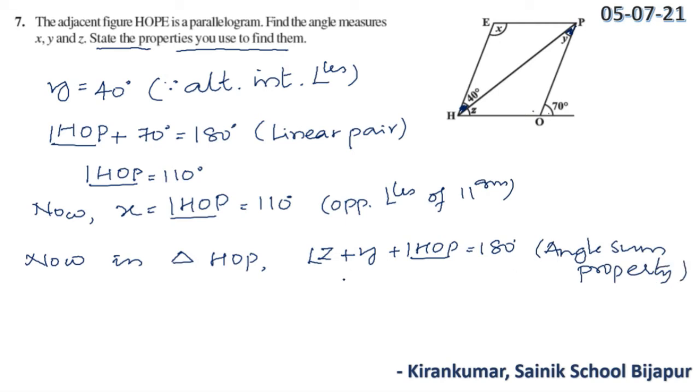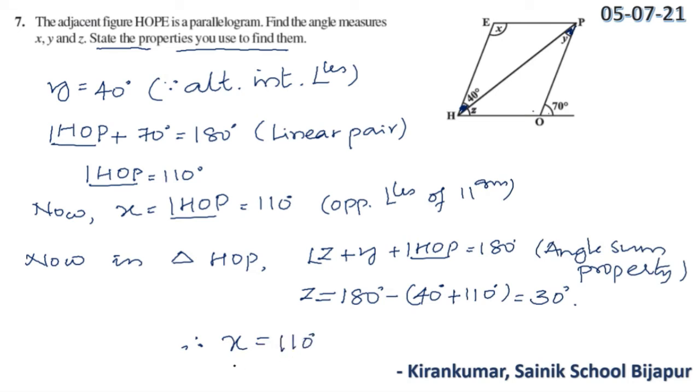You can make use of the angle sum property and find the value of Z. Z will be equal to 180 degrees minus the sum of Y is 40 degrees and HOP is 110 degrees. We get it as 180 minus 150, which is 30 degrees. Therefore, we have found X as 110 degrees, Y as 40 degrees, and angle Z is 30 degrees. We have found all the angles.